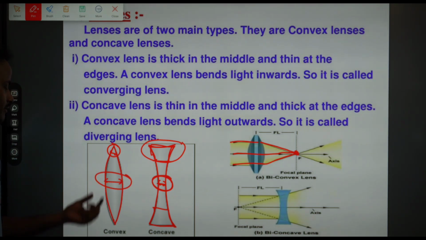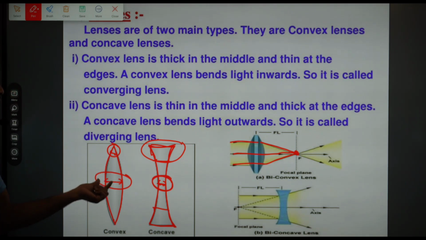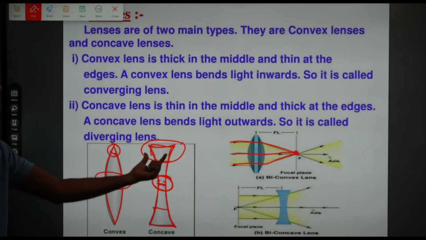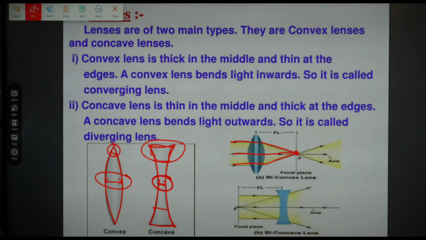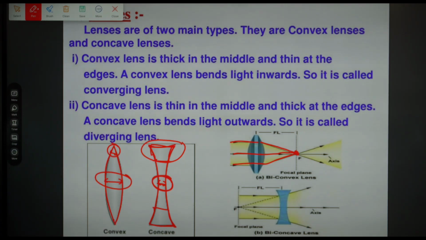In the case of the convex lens, the middle part is thick. In the case of the concave lens, the middle part is thin. You see, here the edge part is very thin, but here the edge part is much thicker. You have to remember this: a concave lens is thin in the middle and thick at the edges.